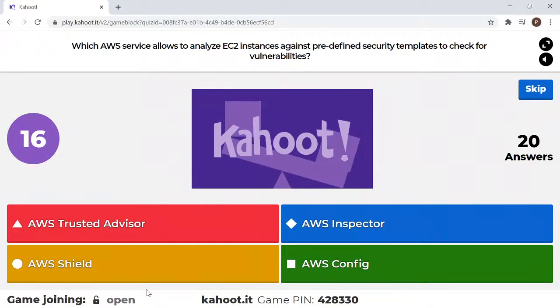Prasad, Anand, and Muthu Kumar. Please refresh your browser in case you're experiencing any lag. That's because of the streaming that is happening.